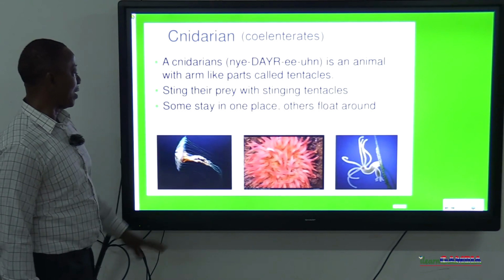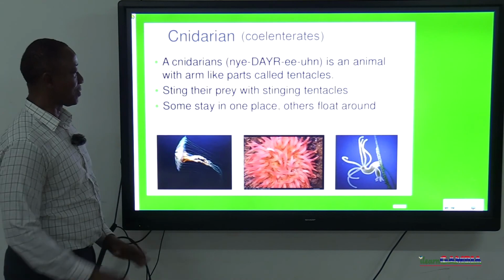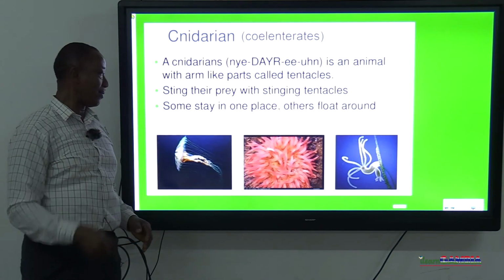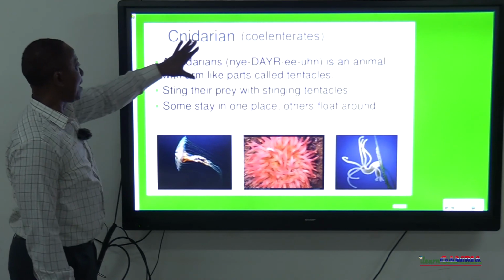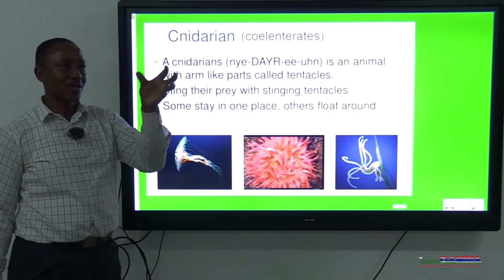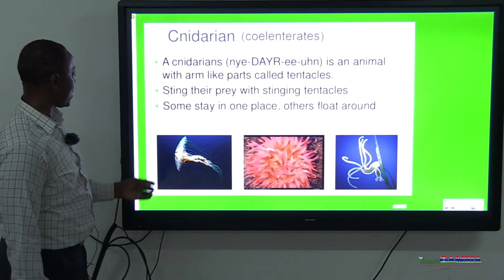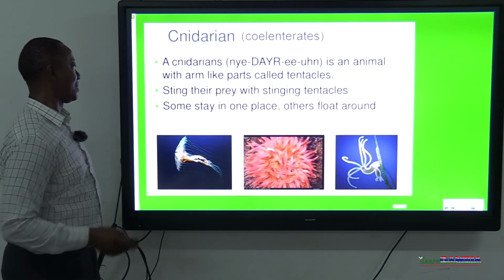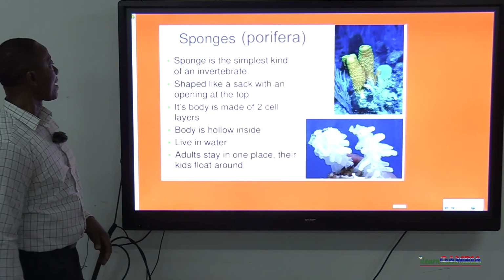Some stay in one place, but like this guy, he moves around, floats in the water. It can go up and down and everywhere. So that's the Cylindricates. Cylindricates means something like a body with a hollow structure inside. And most importantly, they have tentacles that they use for movement and for capturing prey.